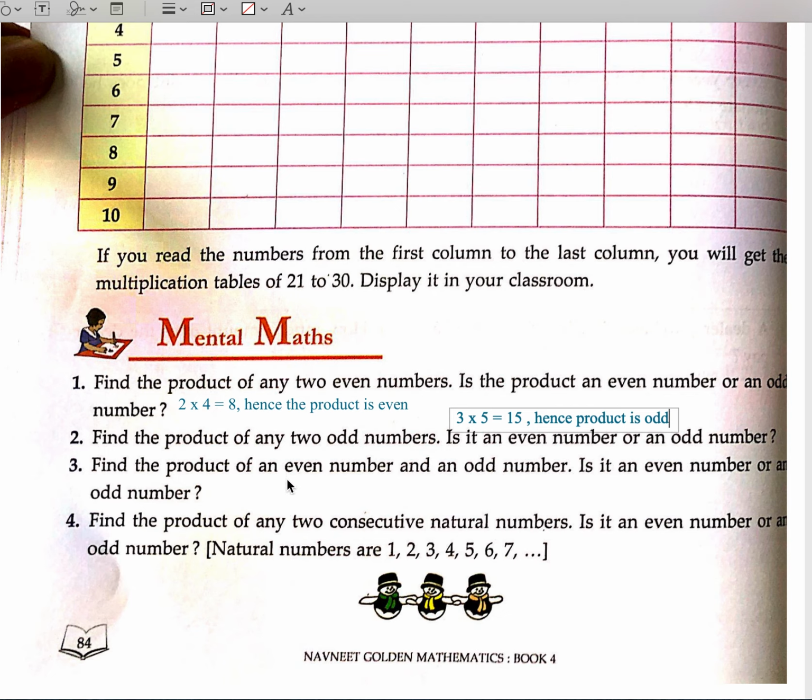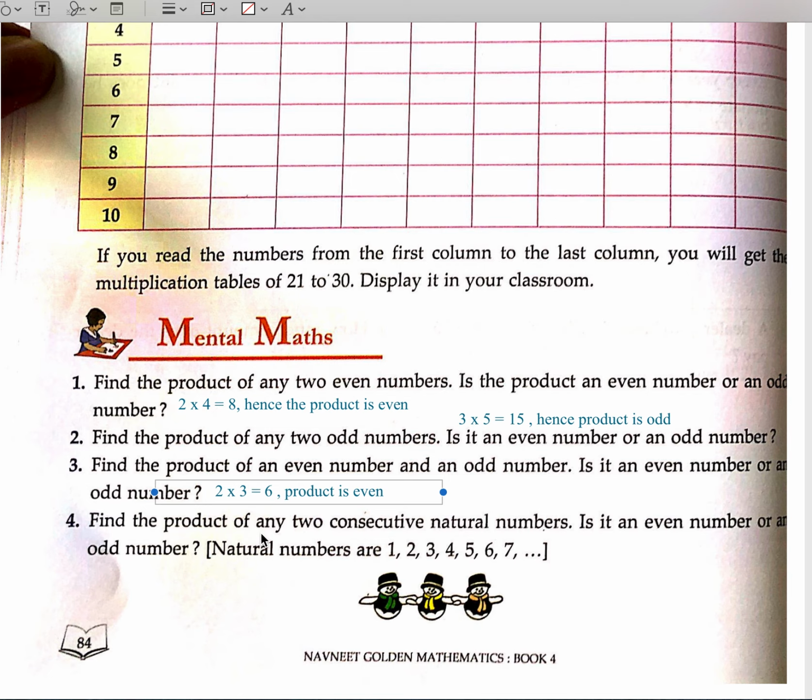Find the product of an even number and an odd number. Is the product an even number or an odd number? Now we have to multiply an even number into an odd number. Let's take 2, which is even, and 3, which is odd. That is equal to 6. So the product is even. So as we have learnt, when we multiply even into even, it's equal to even. Odd into odd is equal to odd. But when we do even into odd, the product is even.